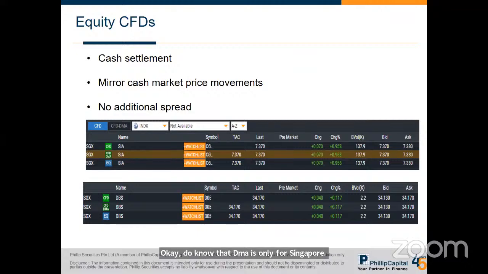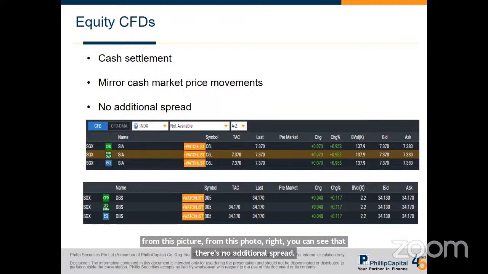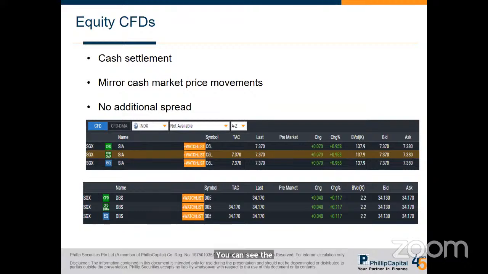So for equity CFD, these are all cash settlement and it mirrors the price movement of the stock. From this photo, you can see that there's no additional spread. You can see the bid ask for the stock, CFD, and DMA all have similar pricing. There is no additional spread. And like what I said earlier, CFD is a derivative product of the stock.